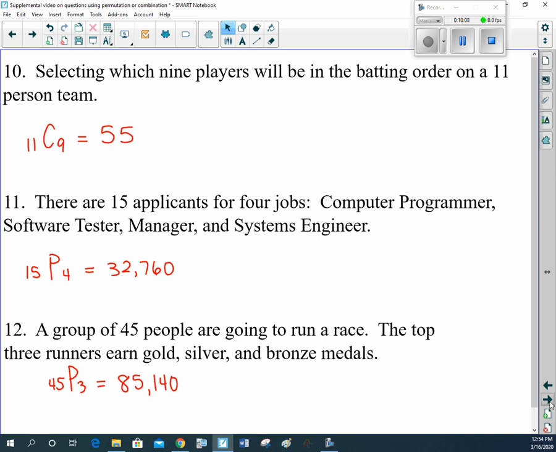Okay, so that's just a couple of examples, maybe to help you get the idea of the difference between a permutation, a combination, or when you could use the fundamental theorem of counting.